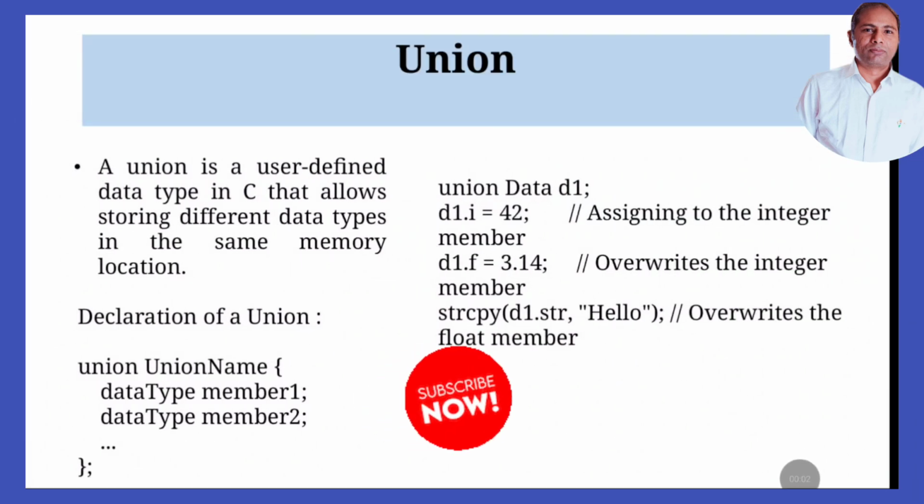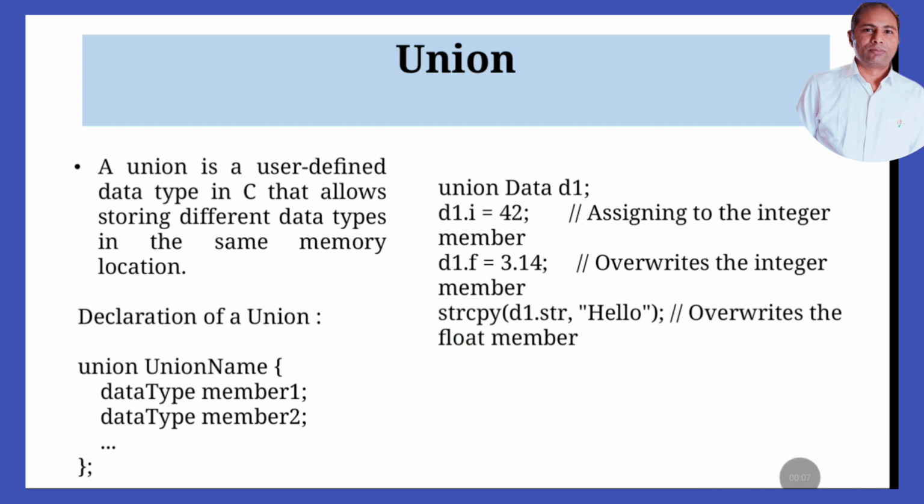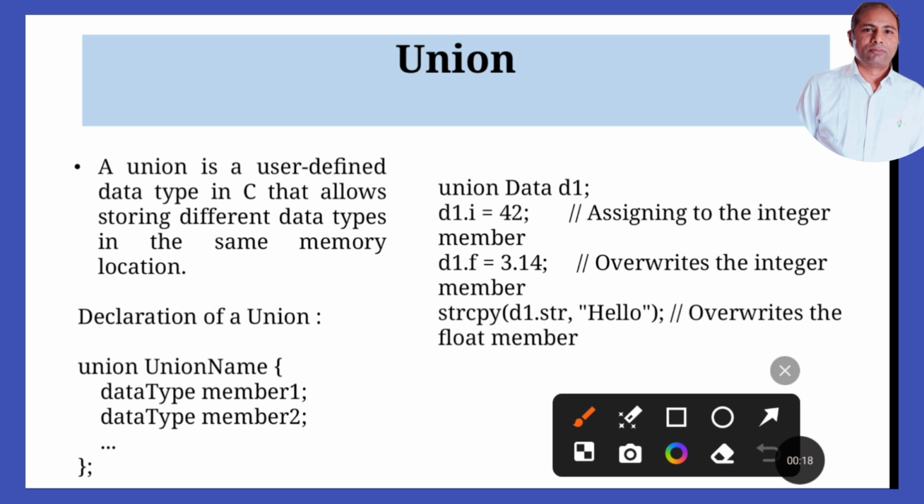Now another topic is union. We have seen the structure. In the case of the structure, we are combining different data types. So what is the union? Union is also like a structure. Union is a user-defined data type in C that allows storing different data types in the same memory location.